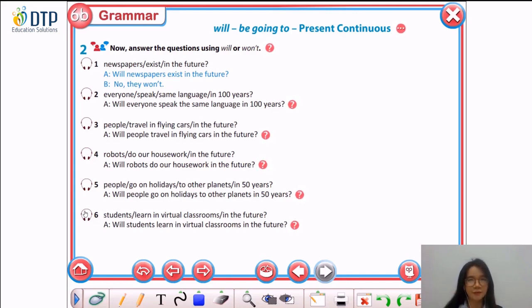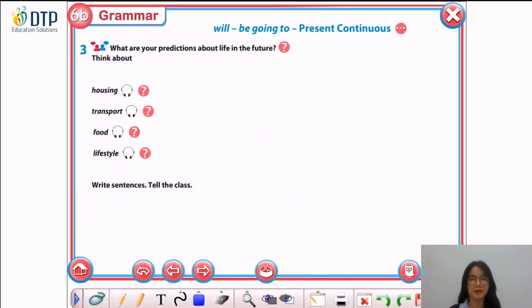That's nice. You have such creative imagination. Now there's still one more exercise to go. This is the last exercise of today's lesson. Let's find out together. What are your predictions about life in the future? Think about housing, transport, food, and lifestyle. Write sentences. Tell the class.